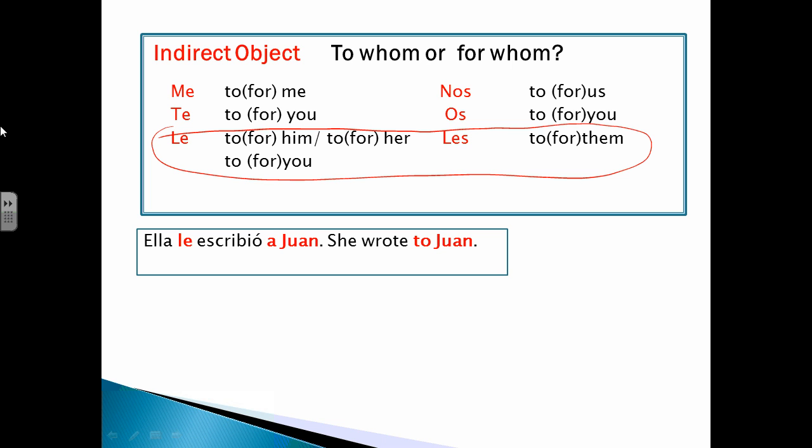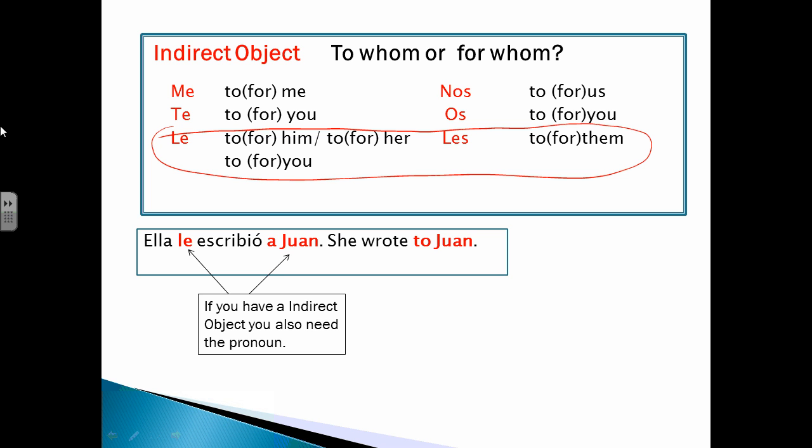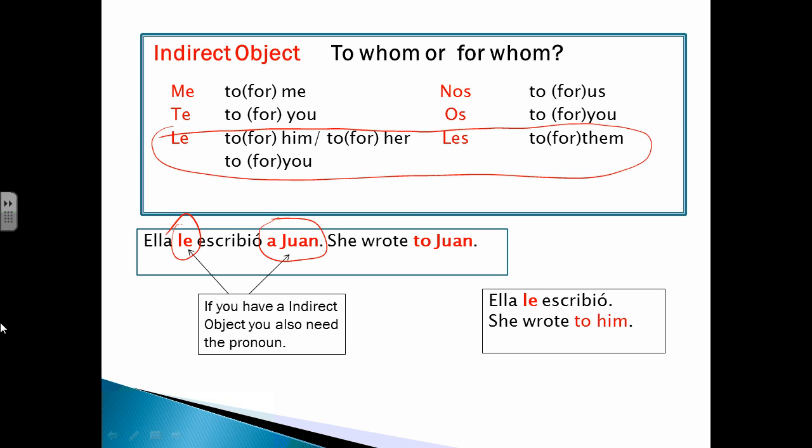Un ejemplo. Ella le escribió a Juan. She wrote to Juan. Write the le and the Juan in the blanks. It's important, if you have an indirect object, you also need the pronoun in the sentence. It's just a grammar rule. If you have a Juan in the sentence, even though you know who you're talking about, you also have to have the le in there. Or you could just have ella le escribió, she wrote to him. But if you actually have the indirect object, a Juan, a Julia, you also have to have the le in there as well. So, she wrote to Juan, she wrote to him.